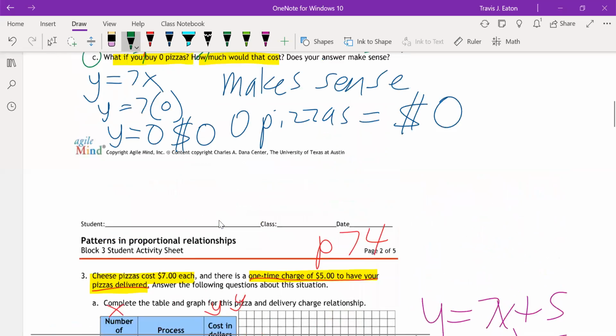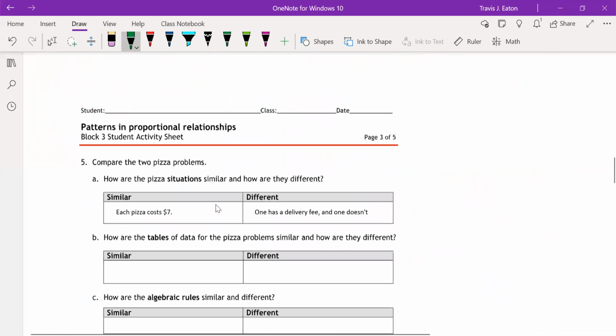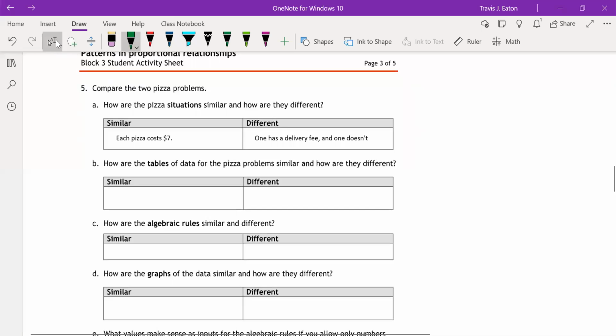And if we go back even further to the first table that we had, to go from no pizzas to one pizza to two to three to four, it's still plus 7, plus 7, plus 7. So the cost increases $7 for each pizza. So let's go back down here and type that in. The cost increases $7 for each additional pizza, right? And how are they different?